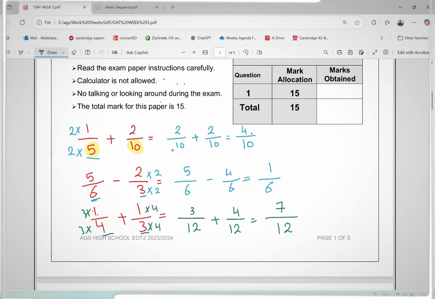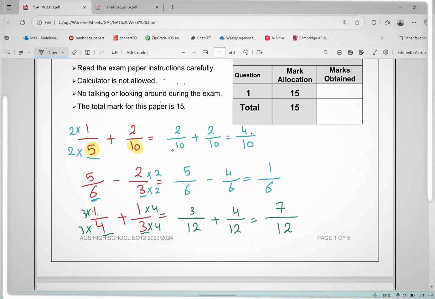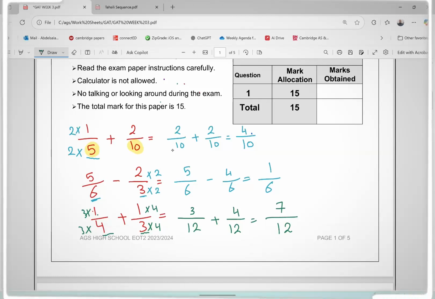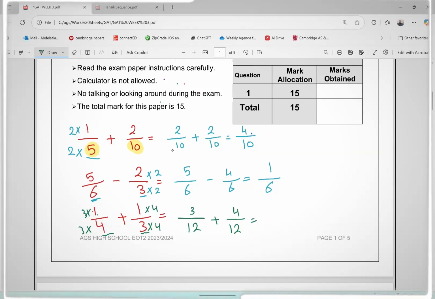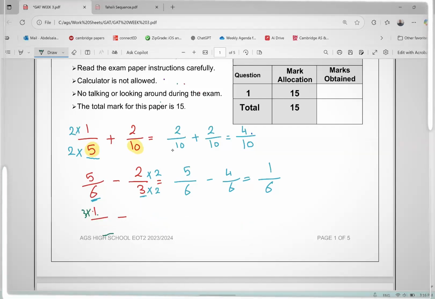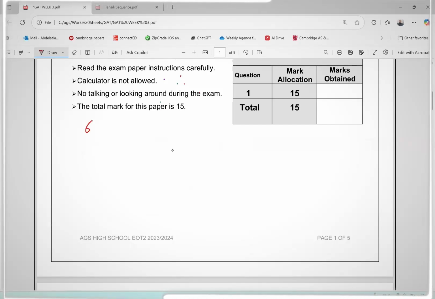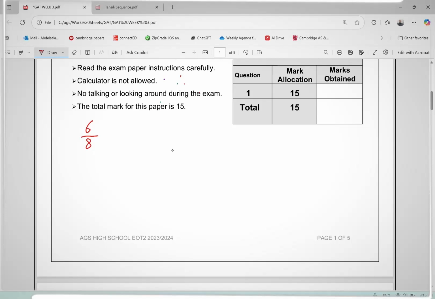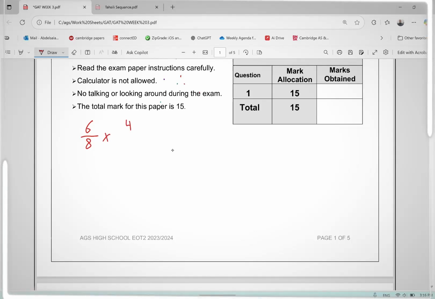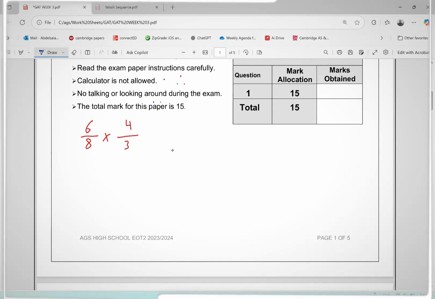Now, I'm talking about multiplication and division. Let me explain how you can divide or multiply fractions. Bismillah. All right. Now, if I have 6 over 8 times 4 over 3, how can I multiply the two fractions here?